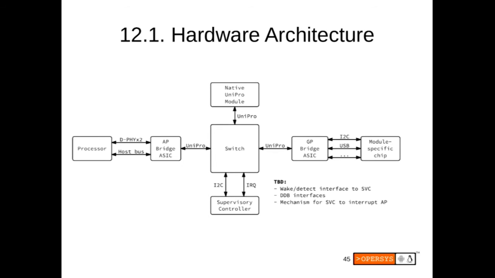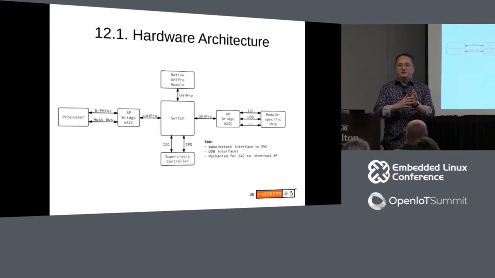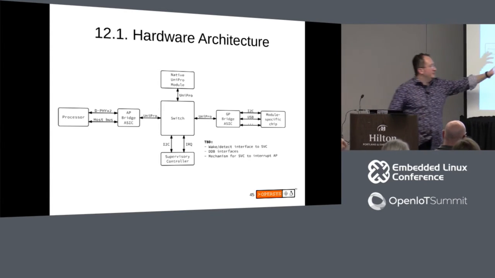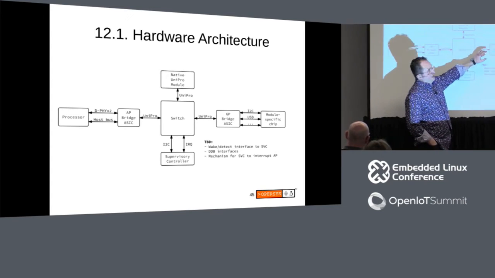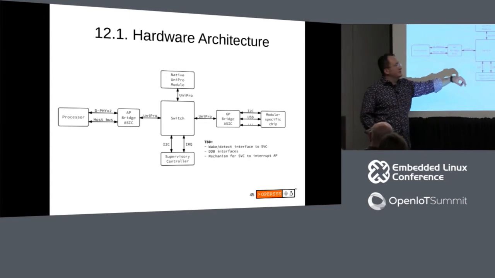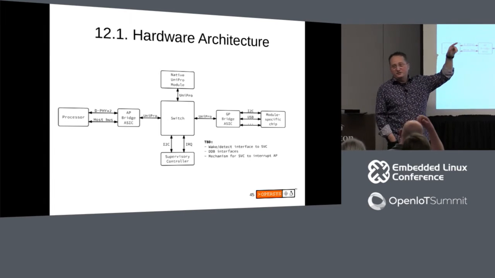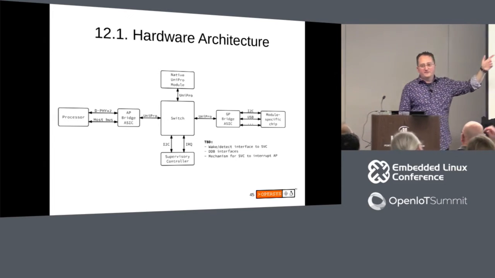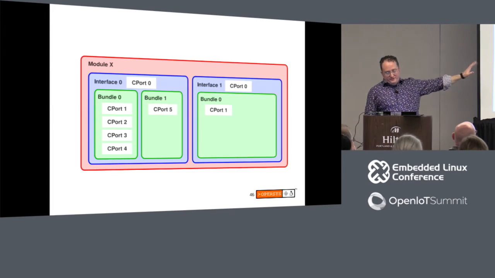Essentially, since modern day SoCs do not talk UniPro, what we had was this thing called the AP bridge, and we would plug it into USB, say HSIC, and it would convert that over to UniPro. On the other side, a module would have a GP bridge, which would take that traffic and convert it into I2C, PWM, GPIO, standard stuff. That's the hardware side of it.